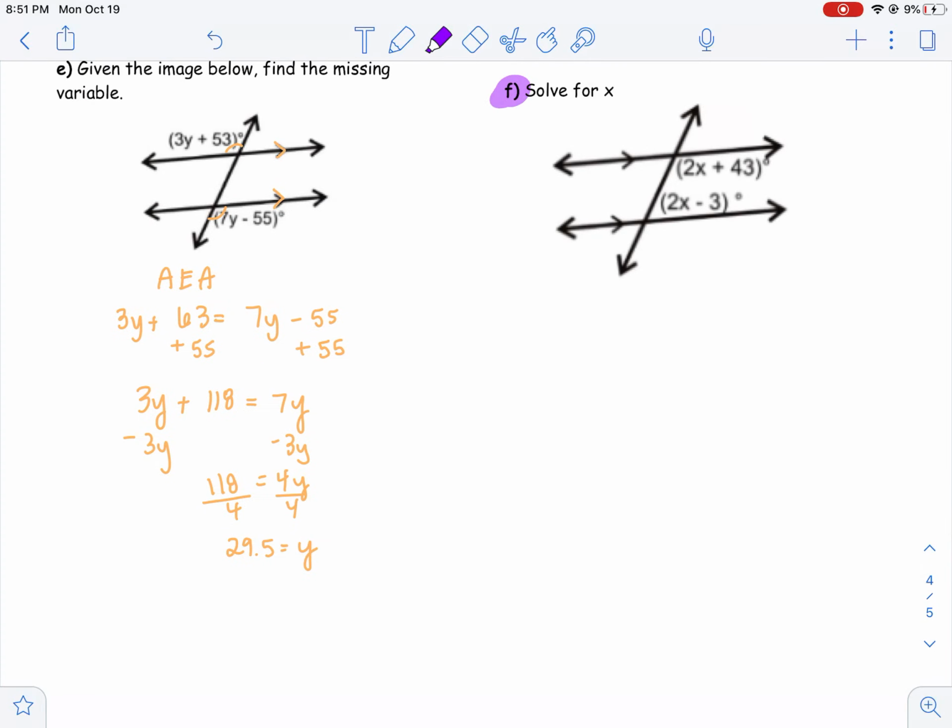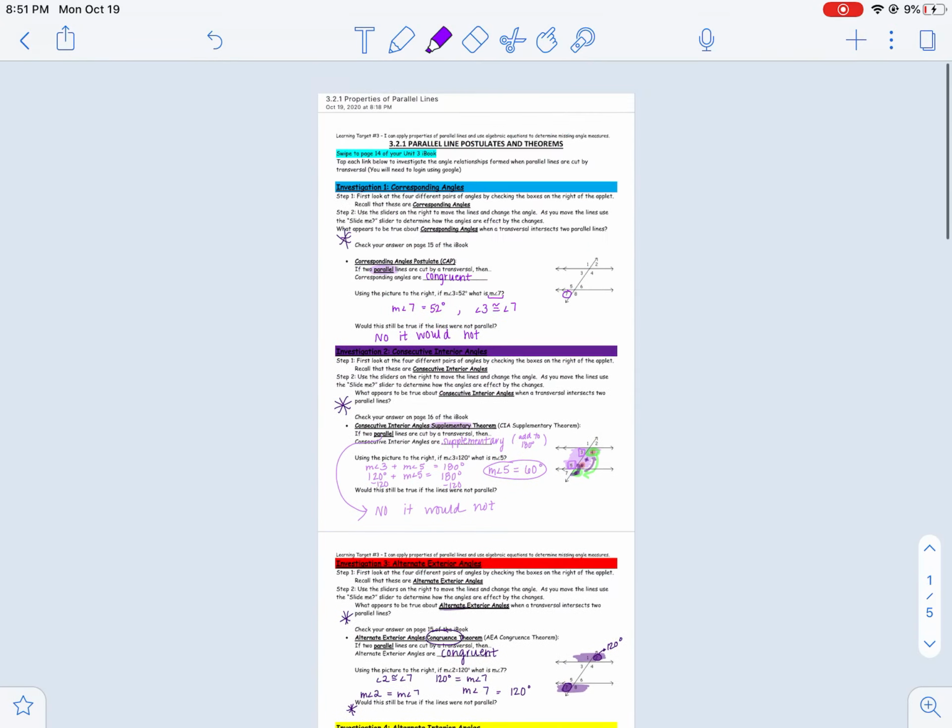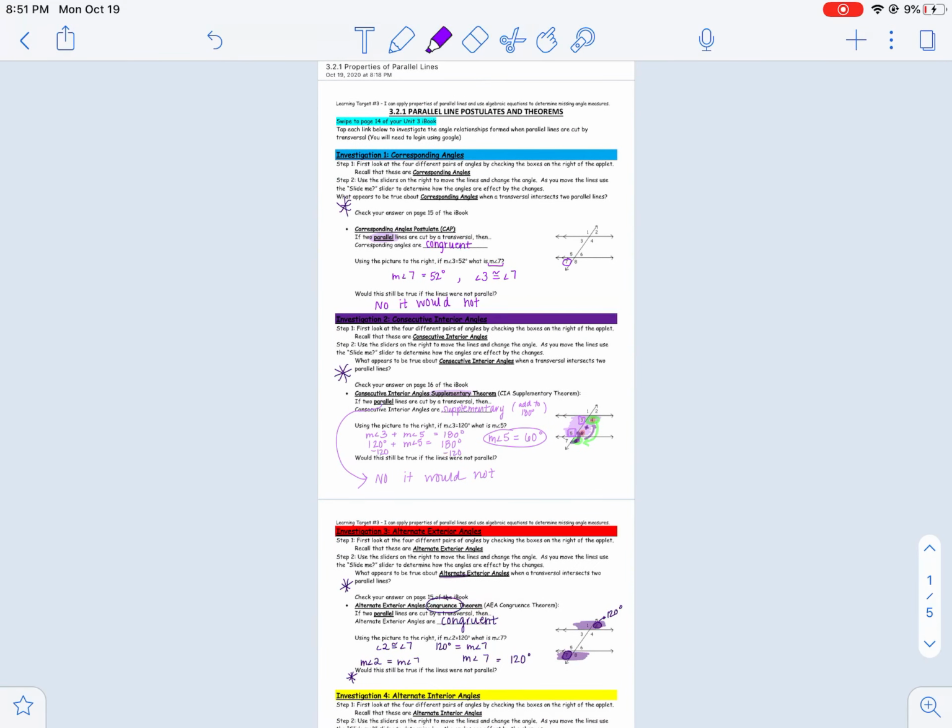Okay, and then you are going to try F. Okay, that is why I'm having you turn these notes in. Please make sure you turn them in.